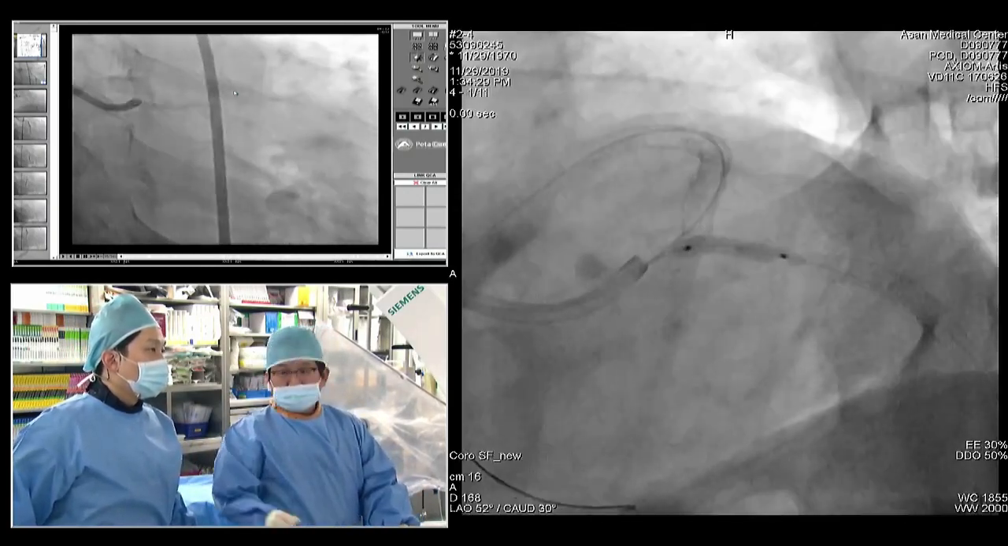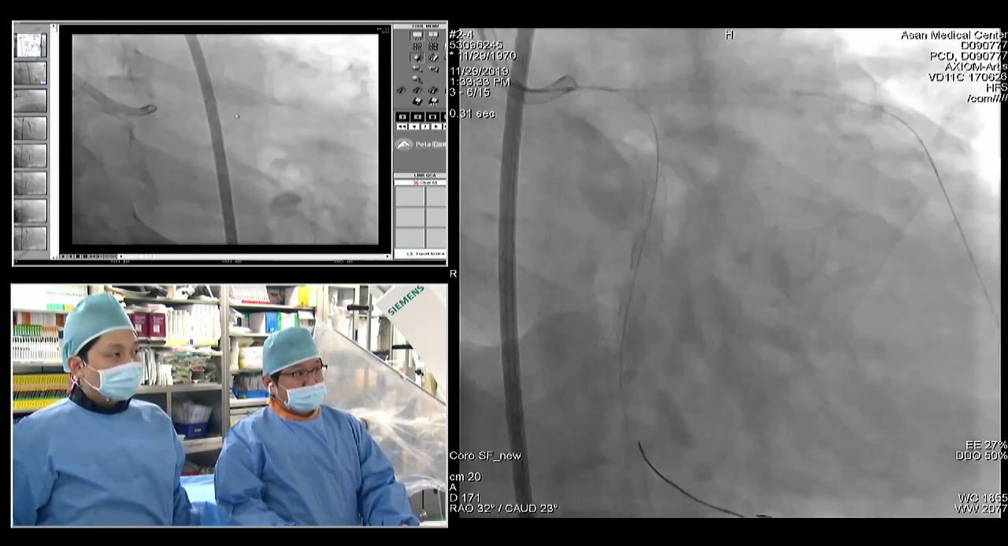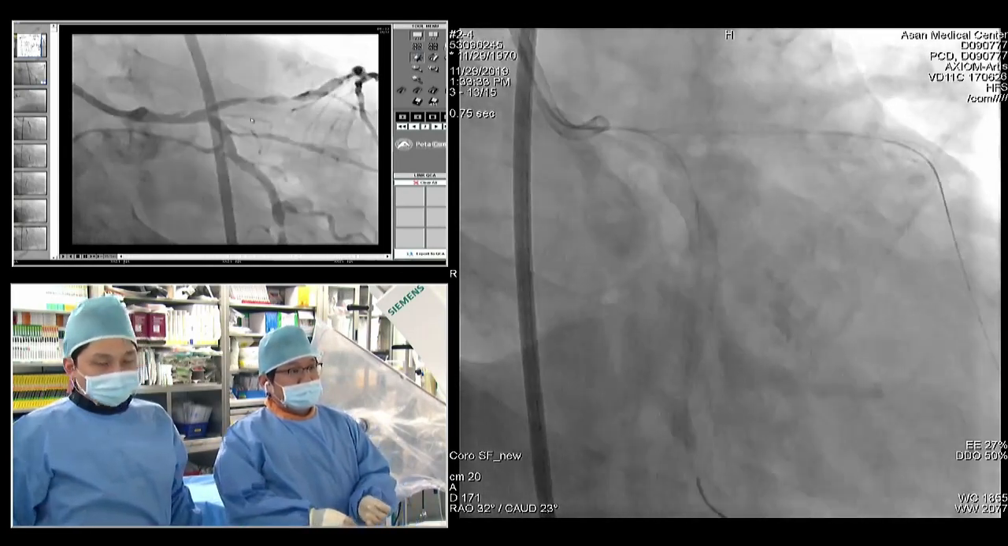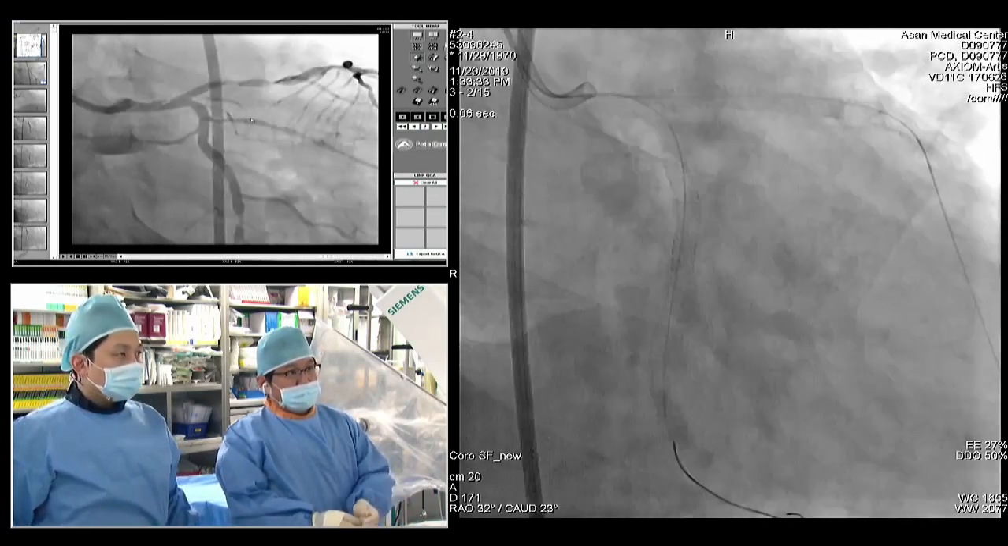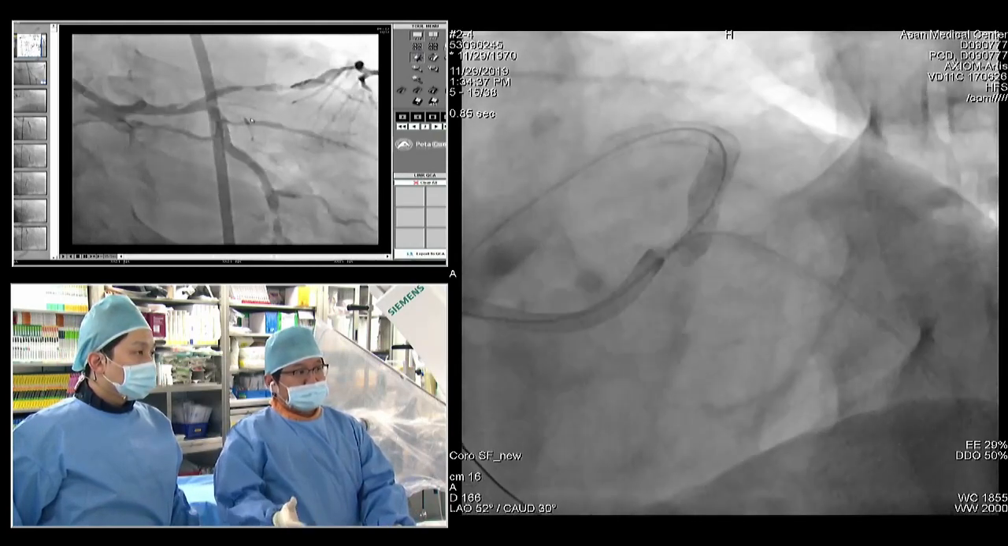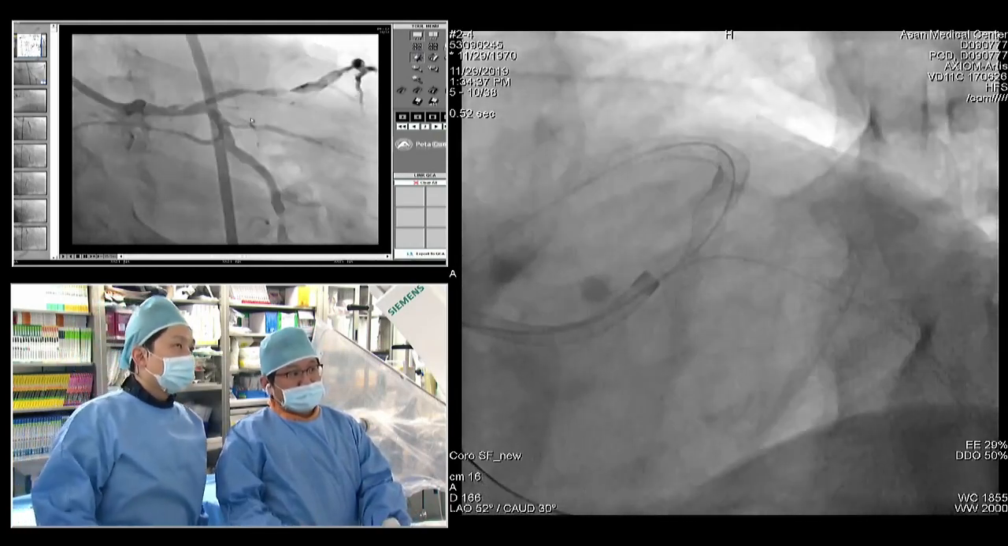Yes, definitely. Definitely we will implant a stent. So how to implant the stent? So you pre-dilated it? Pre-dilate, and then we plan the reverse crush technique for this lesion.